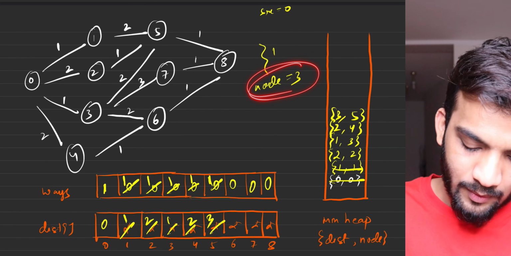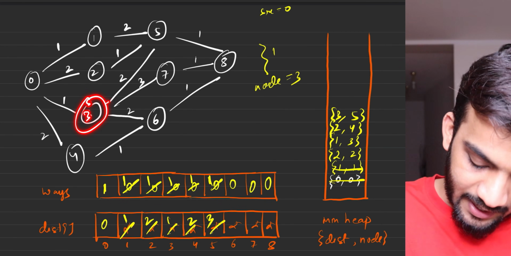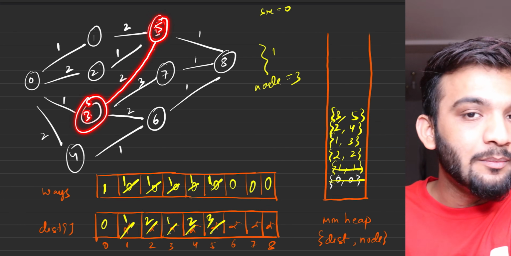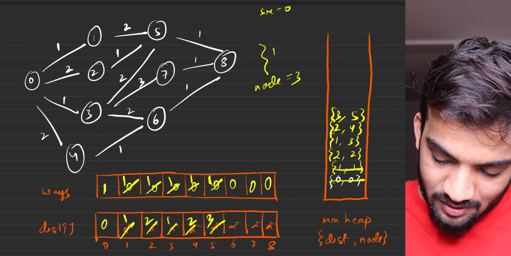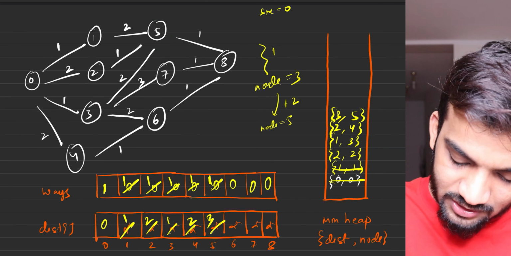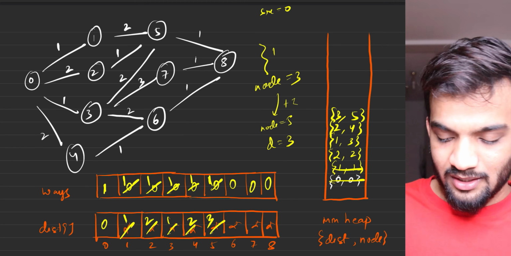So on node 3, where am I? Node 3, right? Where can I go? I can go to 5. Very, very important. Okay. So I can go to node 5. That will take a distance of 2. Correct? So the total distance will be 3.